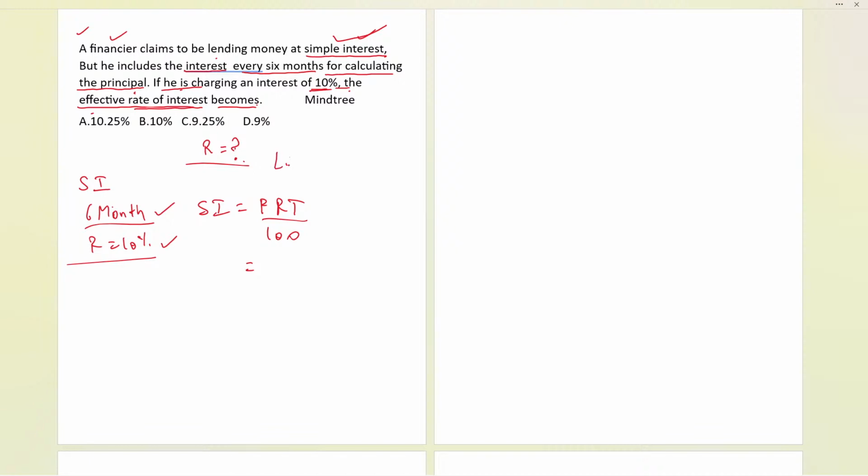If we don't know, let the principal be 100, because generally we need to answer. So, the principal is 100. Rate, if I see over here, it is 10%. So, now can I take 10? Yes. Time. Now, what is the time?